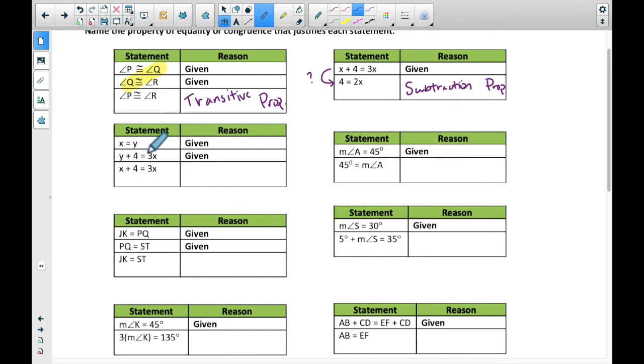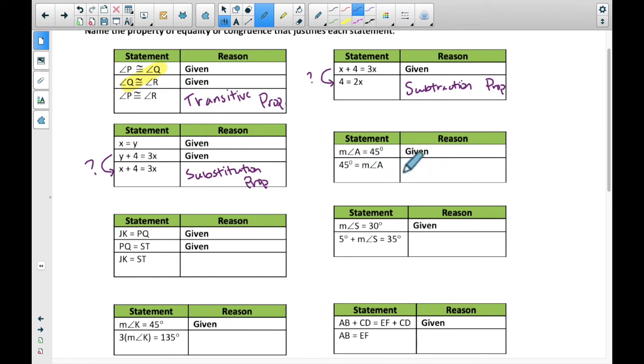Okay, x equals y. Y plus 4 equals 3x. X plus 4 equals 3x. Once again, how did we get from here to here? What did we do? Well, we substituted in. This is the substitution property.